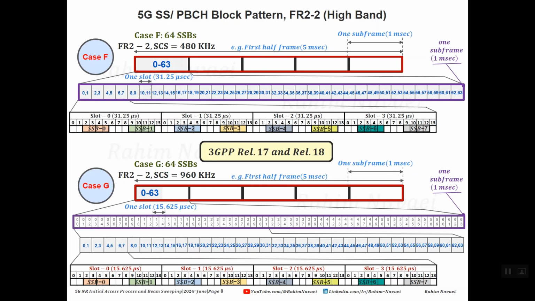As you can see in the diagrams, it's obvious that it takes approximately 1 millisecond to transmit 64 SSBs within a burst in SSB pattern F, and this duration is less than 0.5 millisecond in SSB pattern G.